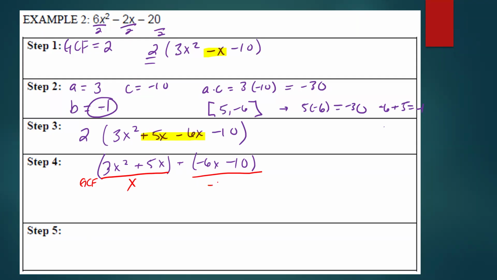It's going to be a negative 2 because remember we said if your leading term is negative, then your GCF is negative. So when you factor these out, you're left with x times 3x plus 5. You factor off the negative 2, you're left with 3x plus 5.